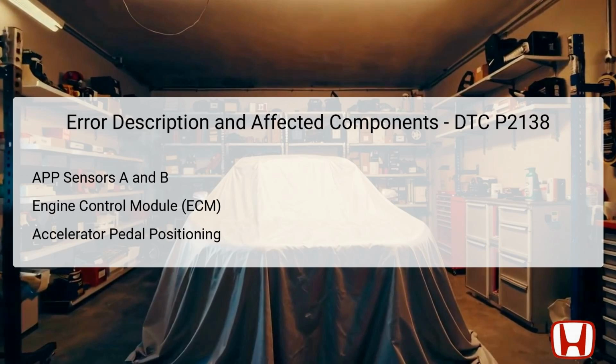A fault in either the APP sensors or the ECM could cause discrepancies in voltage levels, leading to erratic engine behavior, impacting throttle control. Proper identification of these components is crucial for accurate troubleshooting and repairs, while ensuring the safety and performance of the vehicle.